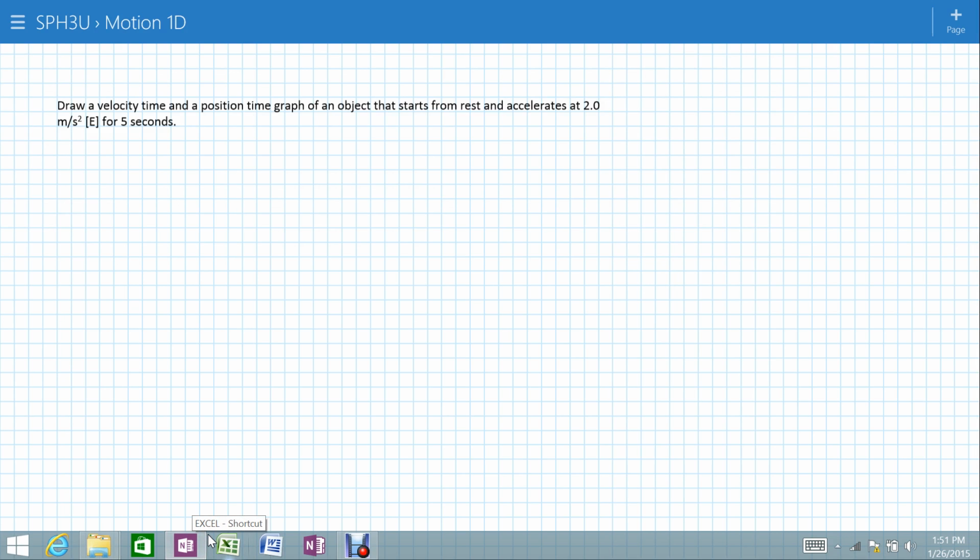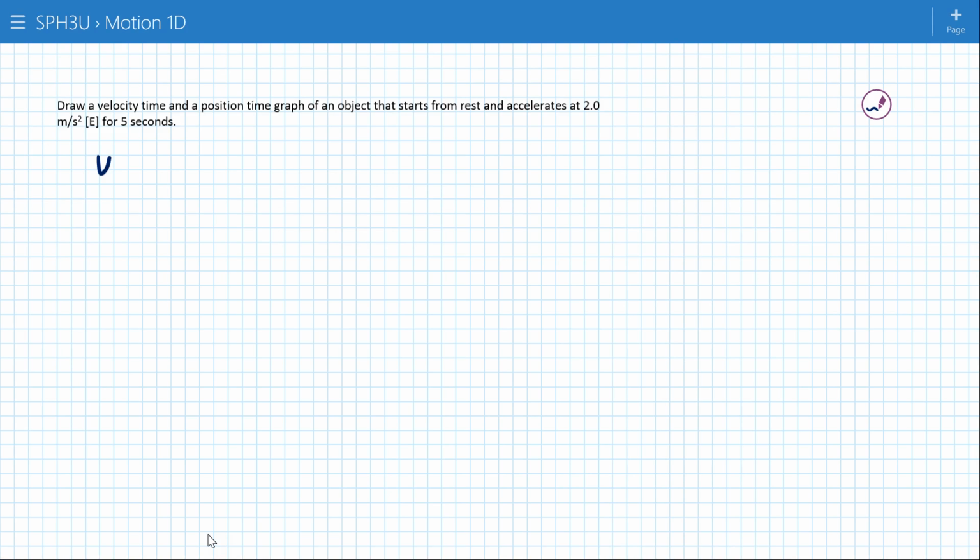Okay, a couple examples where we're going to make velocity time graphs and position time graphs for specific accelerations. So what we have in this example is it says that the object starts at an initial velocity of 0 and accelerates at 2.0 meters per second squared for 5 seconds. So the velocity time graph is the easier one to start with.